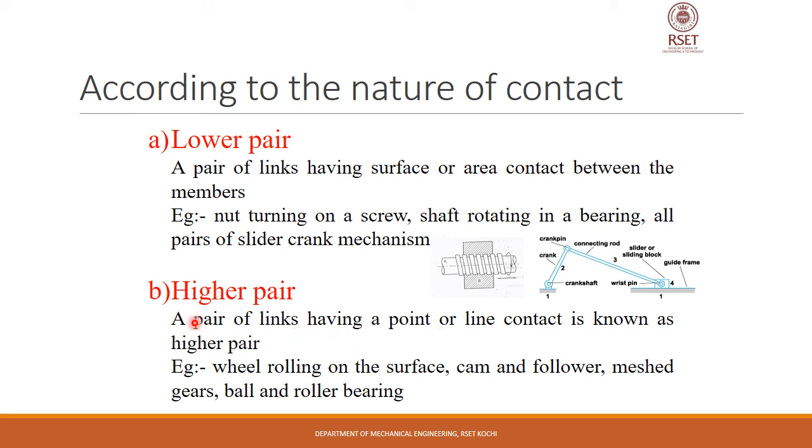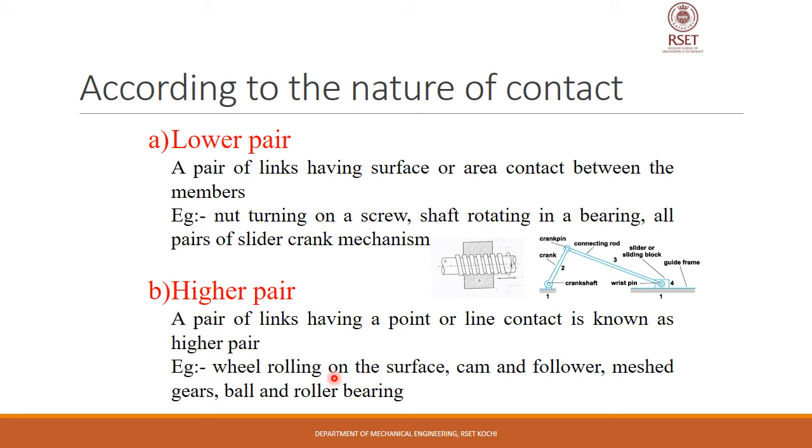Okay, so if the pair of links have point contact or line contact, it is an example for higher pair. One of the best examples is a wheel rolling on a surface, which is called a rolling pair. A roller is rolling on a flat surface. You can see the contact portion is actually a line.